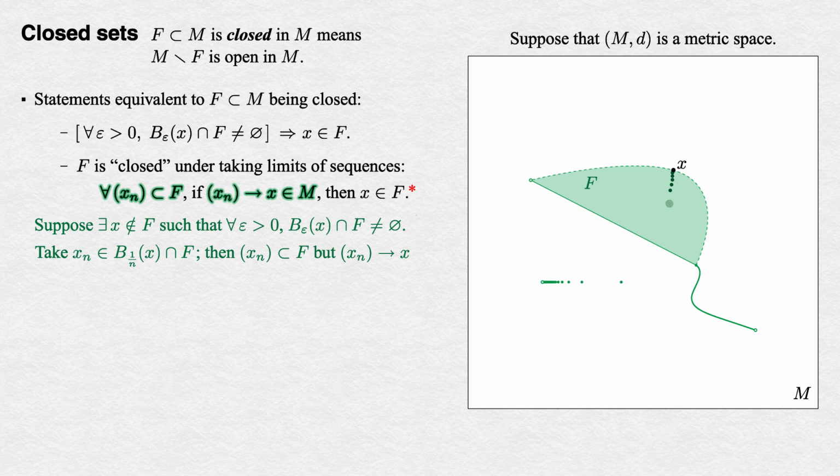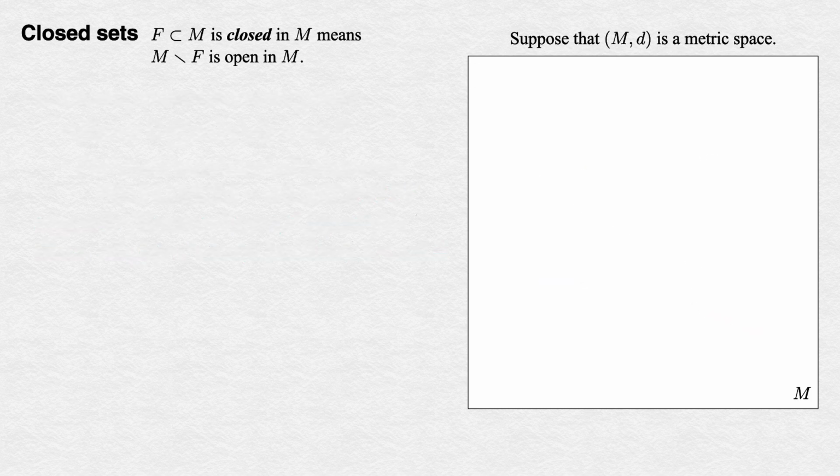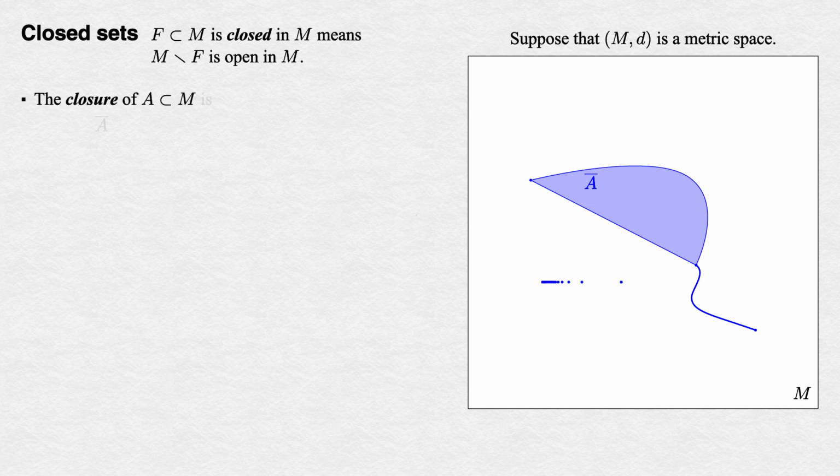This sequence will be a sequence in F that converges to X, which is not an element of F. In general, as with open sets, most sets in a metric space are not closed. But just as we can shrink any set into an open set, we can grow any set A into a closed set, which we call its closure. We denote this by putting a bar over the set.